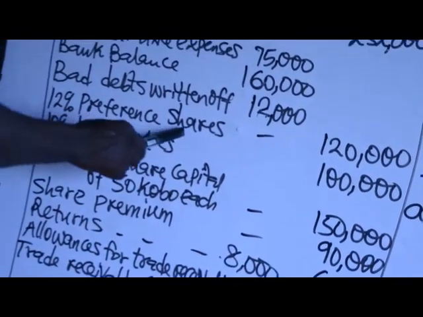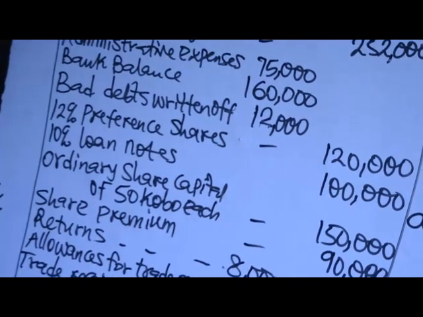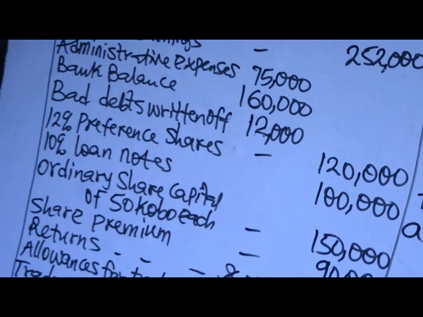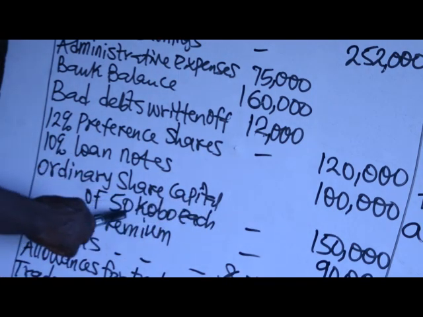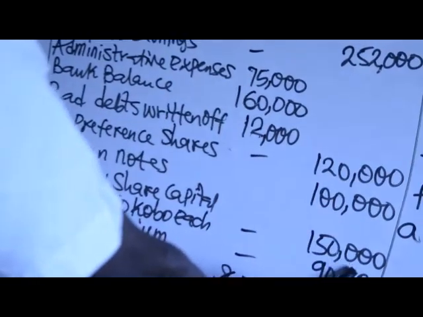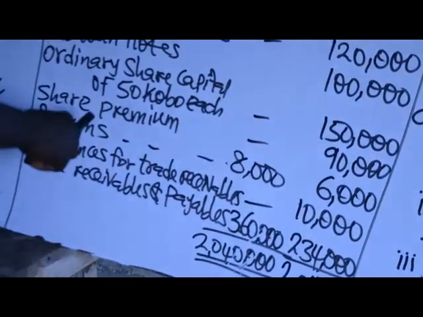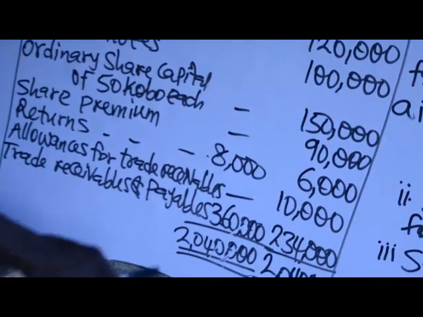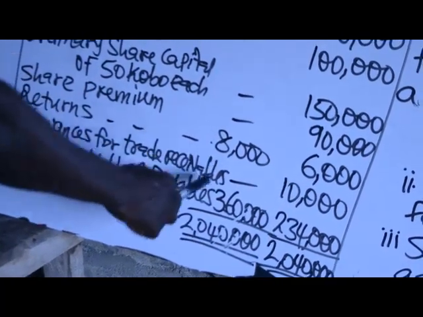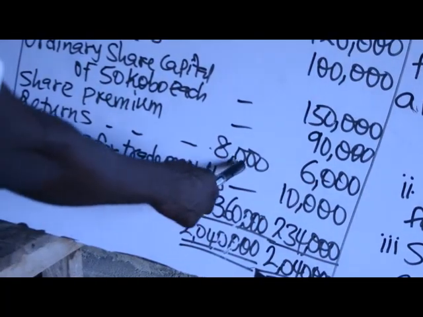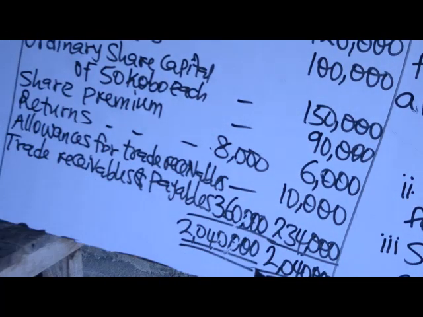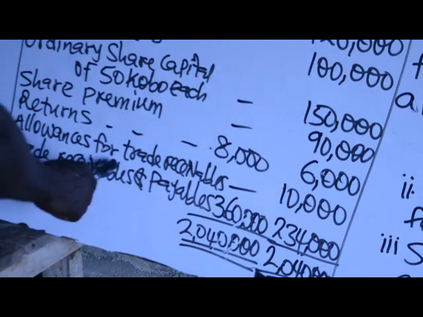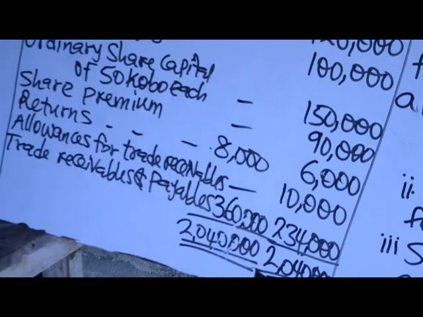12% preference shares, and that is 120,000 naira. 10% loan notes amounted to 100,000 naira. Ordinary share capital of 50 kobo each amounted to 150,000 naira. We have the share premium, 90,000 naira. We have returns, 8,000 and 6,000. The 8,000 at the debit side represents the return inwards, while the 6,000 at the credit side is the return outwards. The allowances for trade receivables amounted to 10,000 naira.